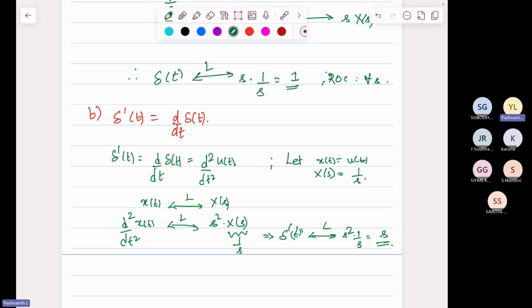Okay. Again, ROC is what? All s belonging to minus infinity to plus infinity, but open interval. I don't want infinity to be inside. Otherwise, it will not converge.